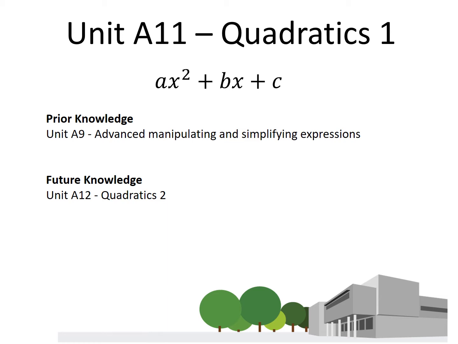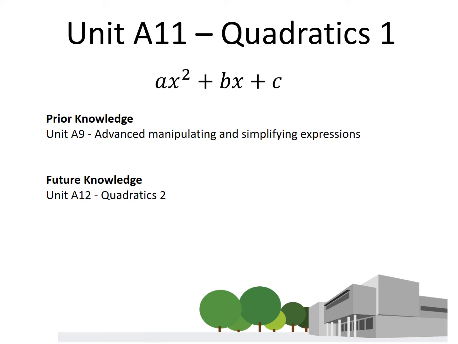First thing to do is just to remind you of what a quadratic expression looks like, and it can be written in the form ax squared plus bx plus c. Essentially it's where the highest power of any term in your expression is a squared term, or of degree 2.